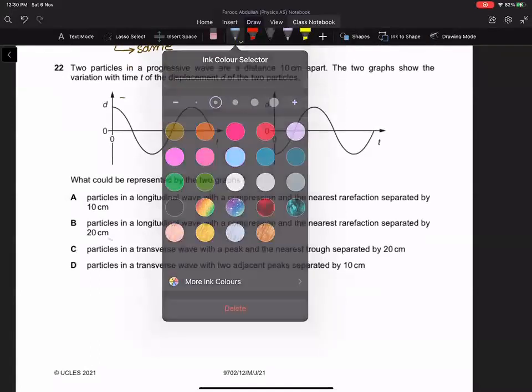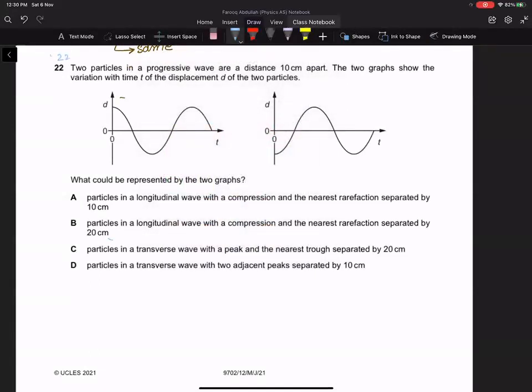This is question number 22 of June 21, paper 1 2. And it says that two particles in a progressive wave are distanced 10 centimeter apart. Two graphs show the variation with time of the displacement d of the particles.